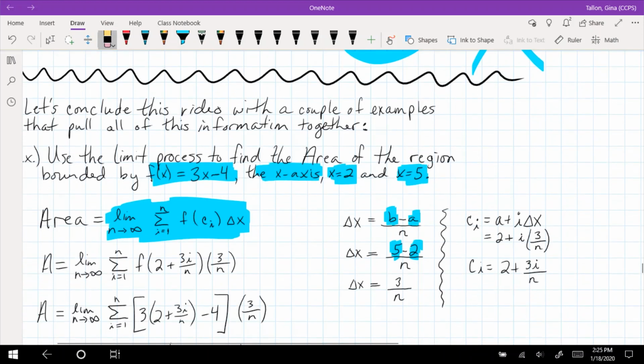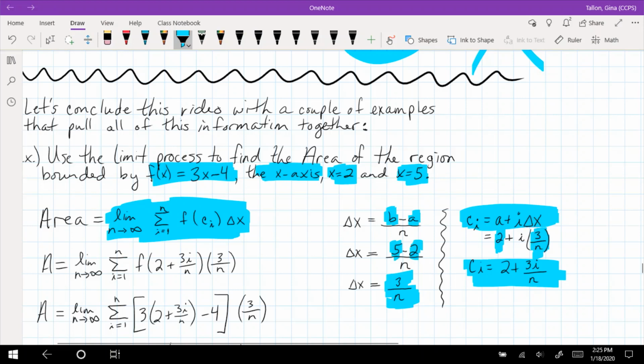All right, here we go. The delta x gives us 3 over n. So delta x is 3 over n. Our c sub i is a plus i delta x. We're going to use the easiest formula possible. Our a is 2. Put in a 2 for the a. Our delta x we just figured out was 3 over n. You're going to substitute a 3 over n for your delta x, and you're going to write c sub i equals 2 plus 3i over n.